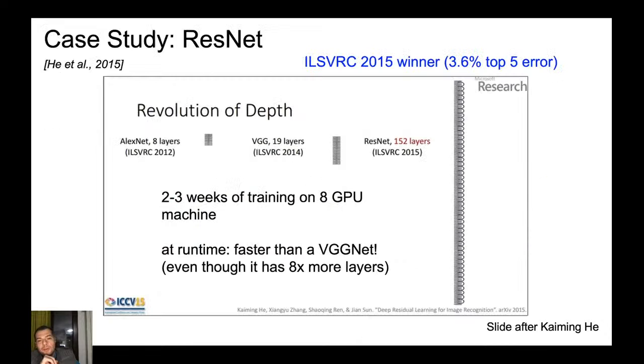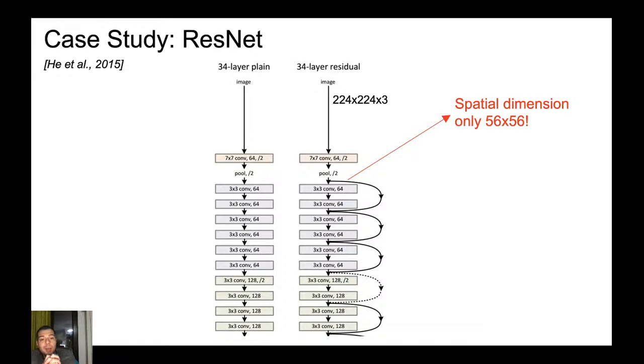So how did they manage to do this? This is another slide from their presentation that shows how their network compares with the other models. This is the AlexNet, this is VGG, and this is ResNet. So it's much deeper. As I said before, the network takes more than 2 weeks to train on a machine with 8 GPUs, but in running time it is faster than VGG, although it has more than 8 times the number of layers.